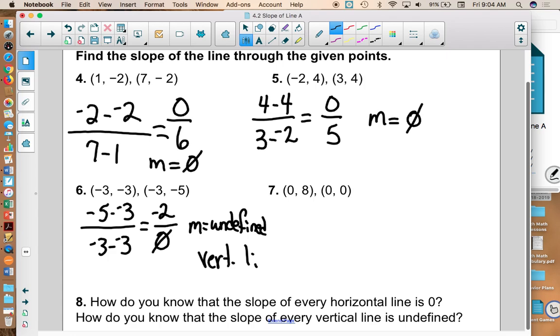What kind of a line is number 7? Number 7 is also a vertical line. Good. It's also a vertical line, and its slope's going to be undefined every time. Okay? Does that make sense?